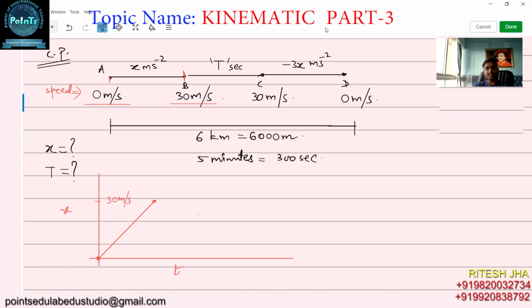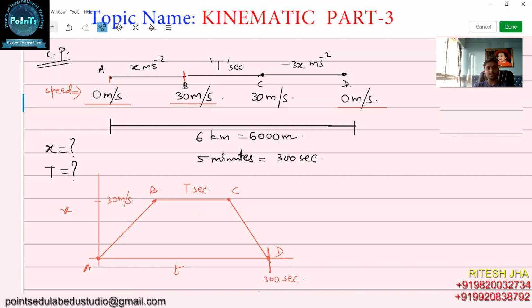And then he's going with a constant speed for t seconds. So this is for t seconds basically. And then he's decelerating, reaching 0 meter per second. Now over here, the gradient in the first part, from A to B, would be x, and C to D, the gradient would be minus 3x. Correct? Now the total time is 300 seconds.